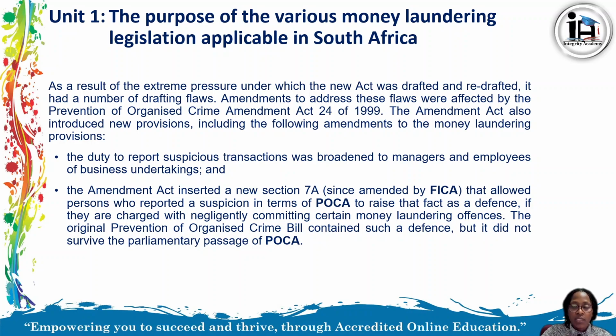The duty to report suspicious transactions was broadened to managers and employees of business undertakings, and the Amendment Act inserted a new Section 7A, since amended by FICA, that allowed persons who reported a suspicion in terms of POCA to raise that fact as a defense if they are charged with negligently committing certain money laundering offenses. The original Prevention of Organized Crime Bill contained such a defense, but it did not survive the parliamentary passage of POCA.